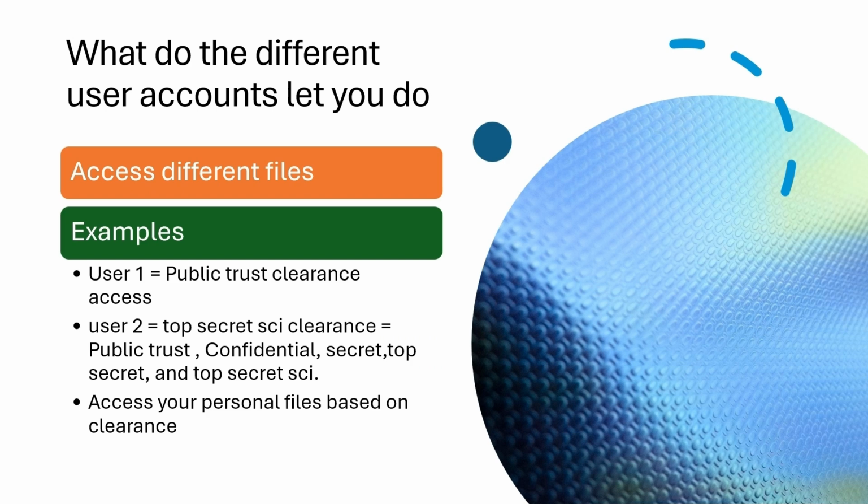The next topic we will be speaking about is what do the different user accounts let you do. The easiest way of explaining this is it gives you access to different files. Going on to a more detailed perspective, each user has a security level of 1 through 7, 7 being the highest security clearance, 1 being the lowest. In our case, the security clearances in order are public trust, confidential, secret, top secret, top secret SCI, special access program, and Yankee White clearance. These clearances allow you to access files depending on the sensitivity of the information.